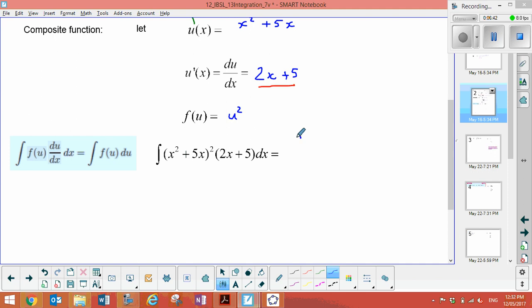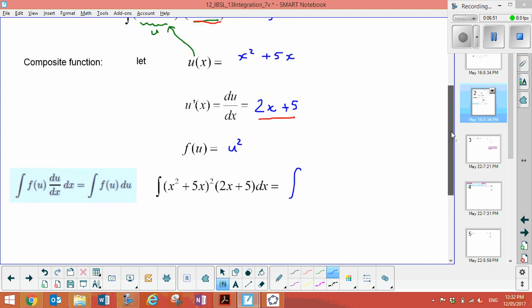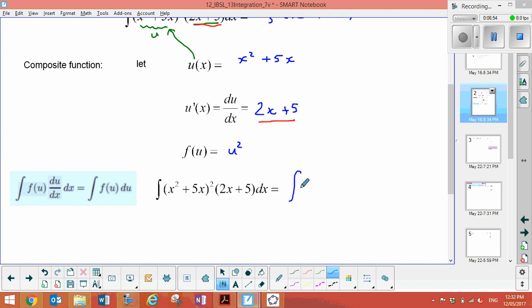So now we've got our integral of, this is u, all right? So we're now going to see how x squared plus 5x is u. So we can now write this as u squared. 2x plus 5 is the same as du dx. So this little expression here, we can swap with du dx. So we write in here du dx. And then our last part here, we still write our dx.